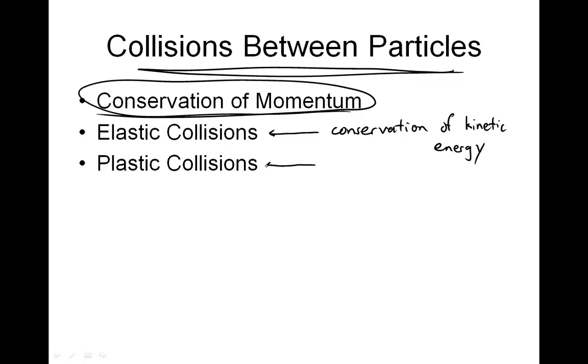A collision that's referred to as plastic means the objects stick together. So after the collision, all of the objects are moving off with the exact same velocity because they're stuck together. I refer to that as a plastic collision or a perfectly inelastic collision.